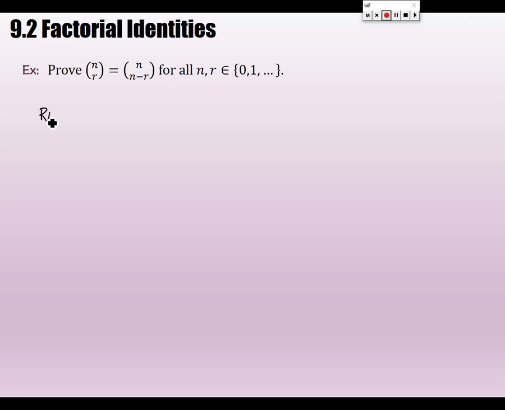So maybe we start with the right-hand side. It's just a little more complicated. I don't know. Did we not check the left? Oh, wait.